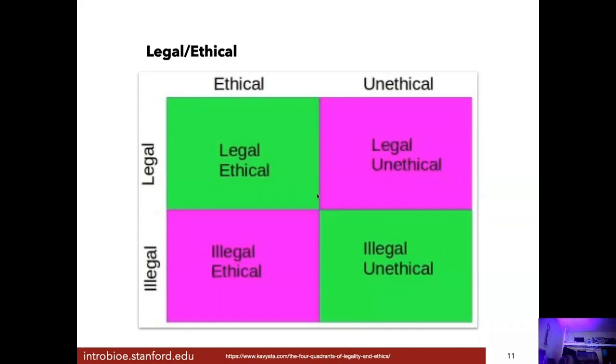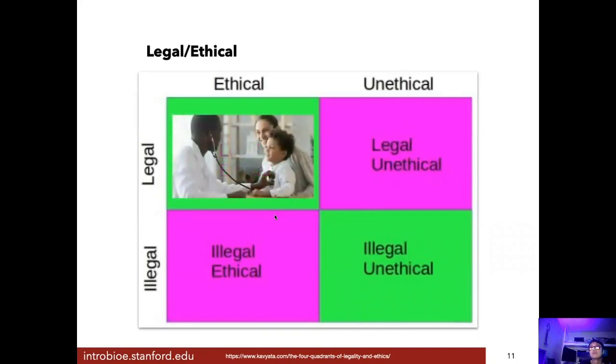If I'm in either the top left or bottom right quadrant, it's kind of obvious what I should be doing. If I'm in the top left, go for it. If I'm in the bottom right, don't do it. But what if it's legal yet unethical? Should I do that? Or what if it's illegal but ethical? Should I do it? So the top right and bottom left are a little bit interesting. And then of course, opportunities might lie over the boundaries. So let's see some examples.